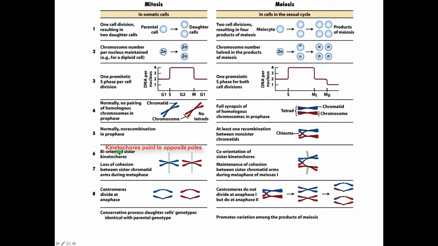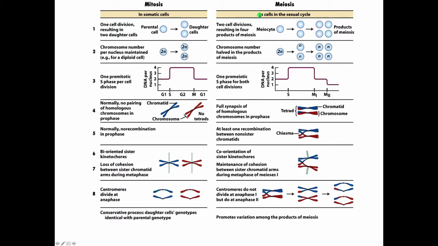During metaphase of mitosis, there's bi-orientation of sister kinetochores. There's loss of cohesion between sister chromatids during metaphase, and so the centromeres divide at anaphase, and each pole gets an identical copy of the DNA from each chromosome.